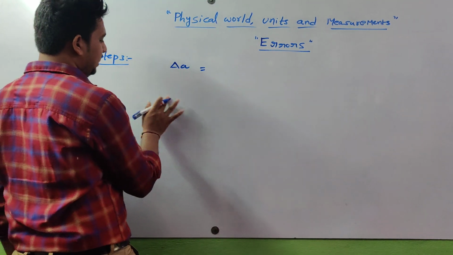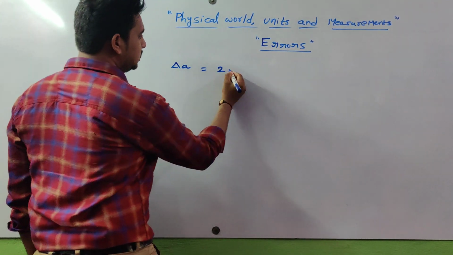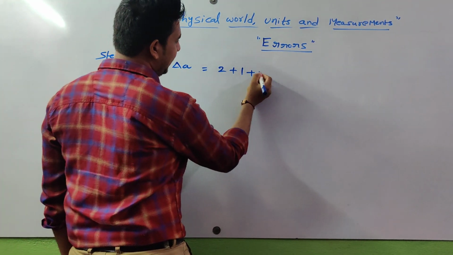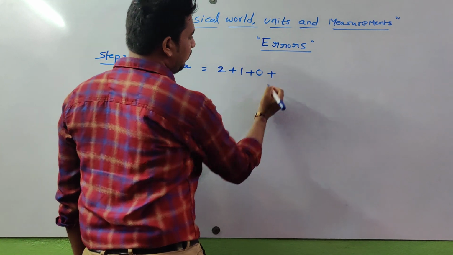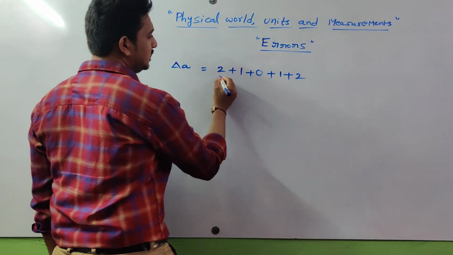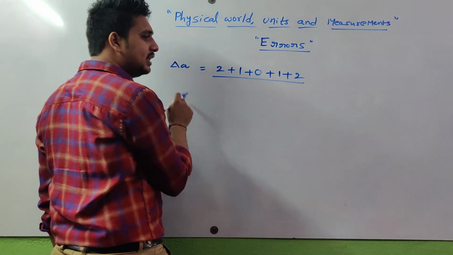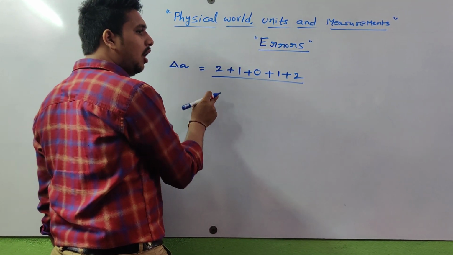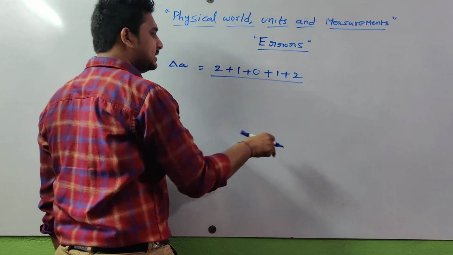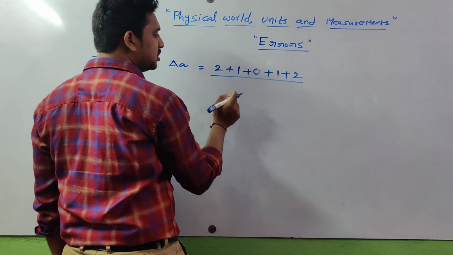For the first step, the average value we got was 4. 2 minus 4 we got 2, plus 3 minus 4 we got 1, and again 0, and 5 minus 4 we got 1, 6 minus 4 we got 2. So what is the third step here? Again find the average of all the readings, that is, the differences we got in the second step. So 2 plus 1 plus 0 plus 1 plus 2.